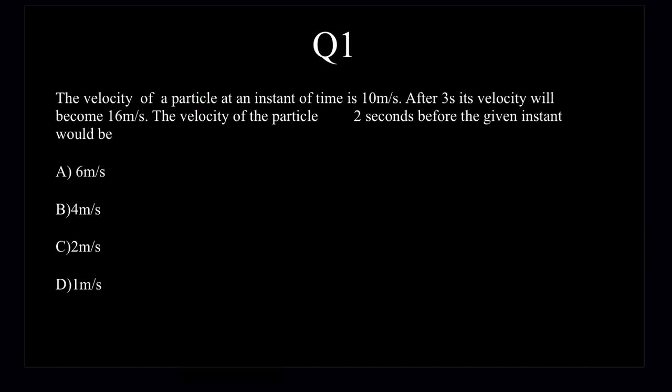The velocity of a particle at any instant of time is 10 meter per second. After 3 seconds, its velocity will become 16 meter per second. The velocity of the particle 2 seconds before the given instant would be?